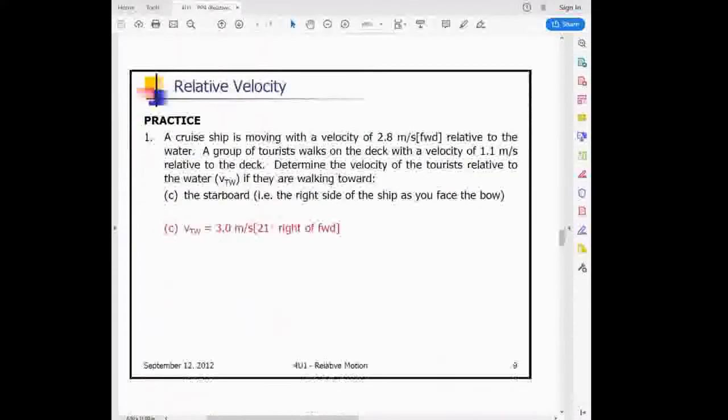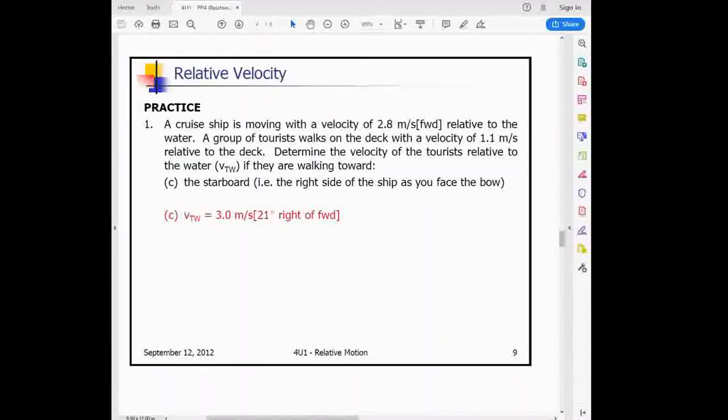Now it gets a bit more complicated if they're moving to the right side of the ship, or starboard. In this case, we now have a vector sum, and that's 2.8 meters per second forward plus 1.1 meters per second to the right. And I'm just going to take a quick cut of this video, and we'll switch to the paper, and I'll show you how to solve this part of the problem.